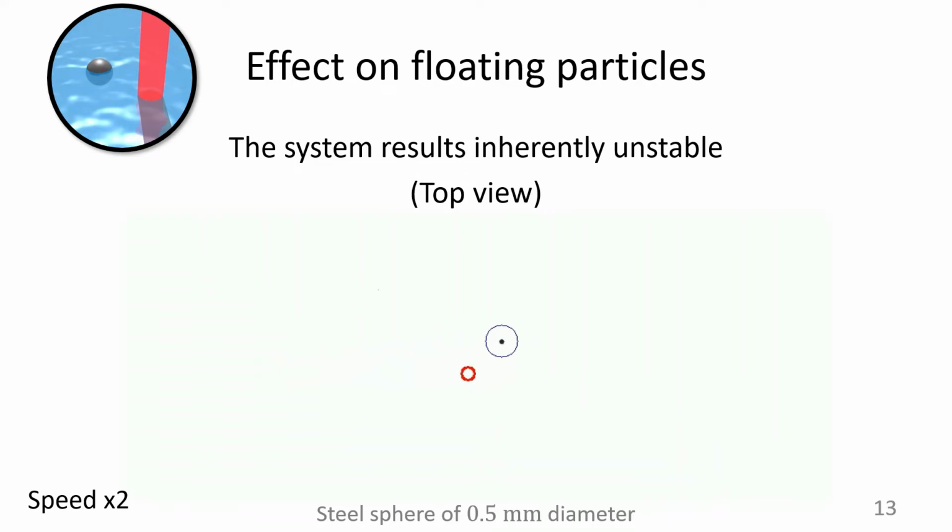In this case, a 0.5 millimeter diameter steel sphere that floats on the interface because of surface tension, and we see that any misalignment is increased with time. This is because the system is unstable. The effect is repulsive, so it means that any misalignment of the laser spot with the particle will be amplified, and thus this suggests that we need a closed loop control.